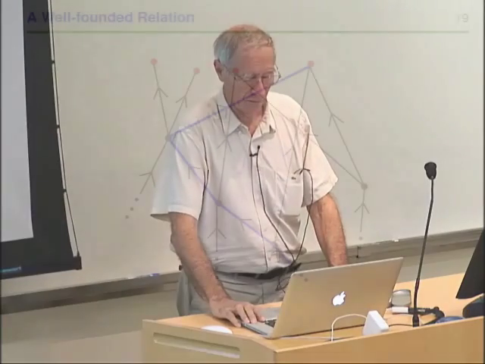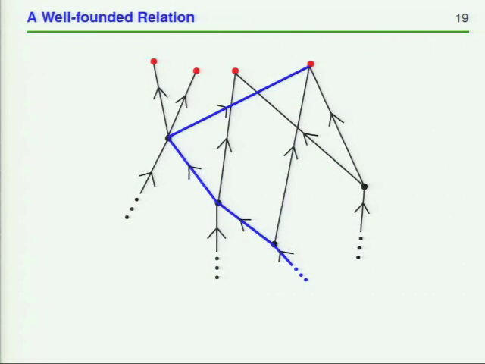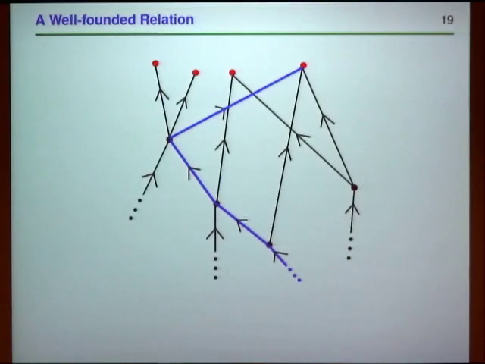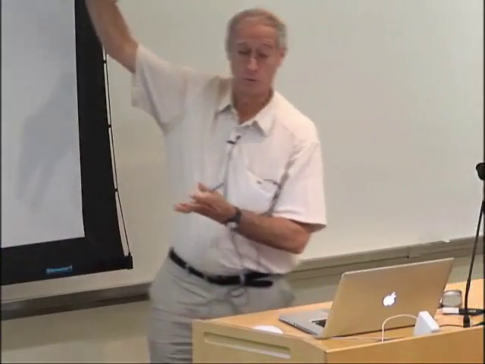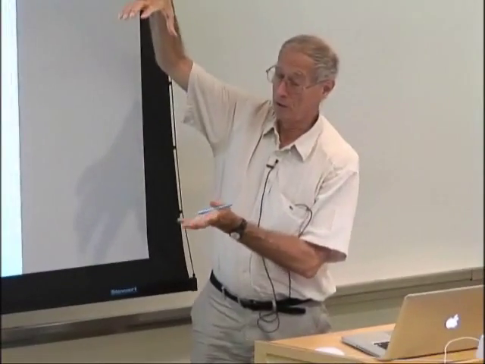So we can see this. We have a path here, and the path is finite. From any point here, when we go down, the path is finite. It's not the same in the other direction. It could be infinite. But we can have, of course, a well-founded relation in both directions.